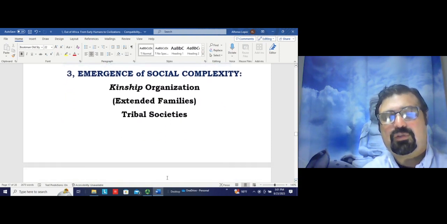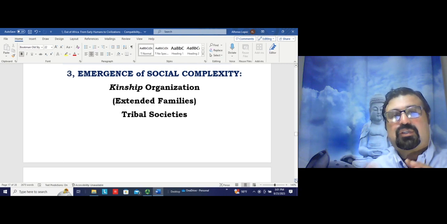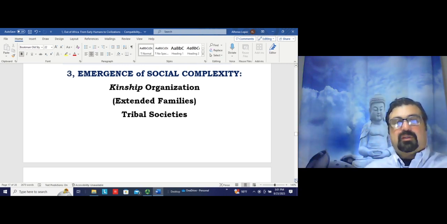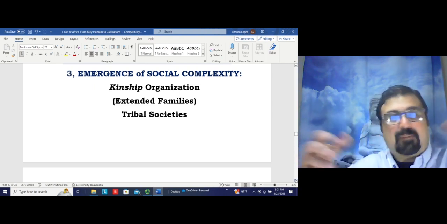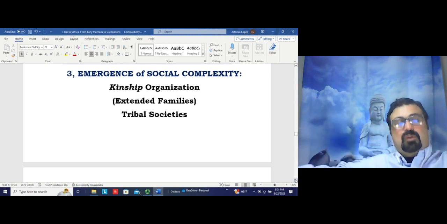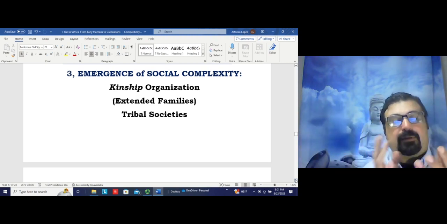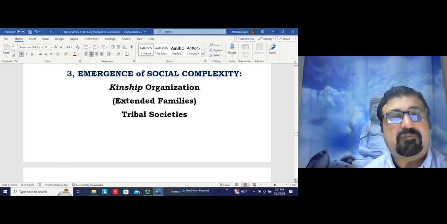We see also the emergence of social complexity, meaning that human societies are becoming more complex in that they're growing exponentially. This is no longer a band of people of 50 members or so, but rather large communities, large villages of 20,000 or 2,000 or 5,000 again. And the basis of those new societies will remain to be the family.